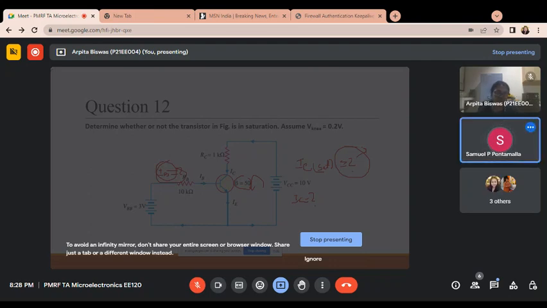VCC minus IC saturation into RC, minus, for the saturation mode, this is called the knee, na? I think VCE will be the knee voltage, V knee. So from here you have to find out the IC saturation value.